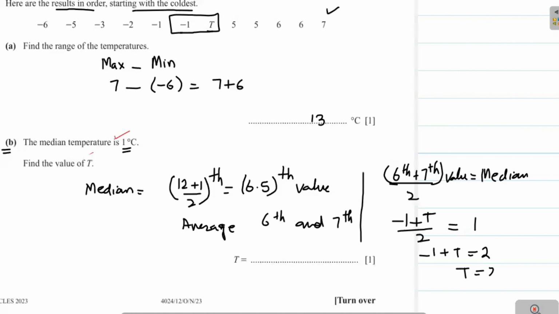Therefore, T equals 2 plus 1, and this will be equal to 3 degrees centigrade. And this is the answer.